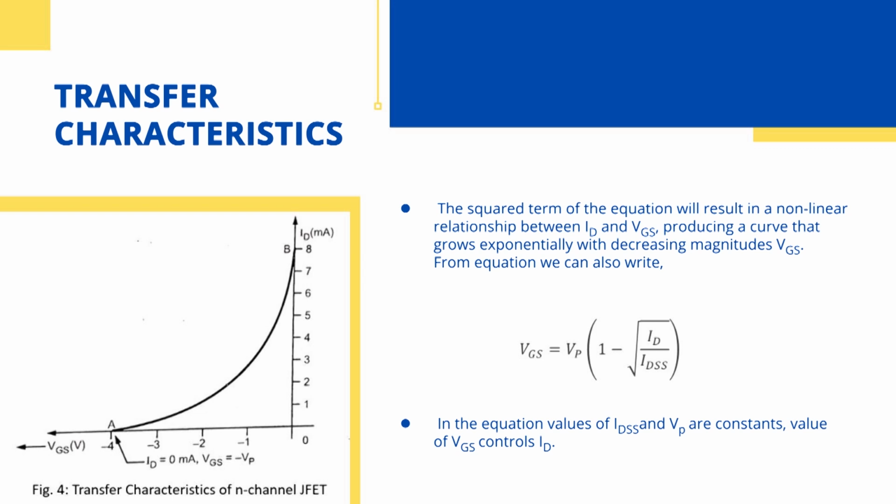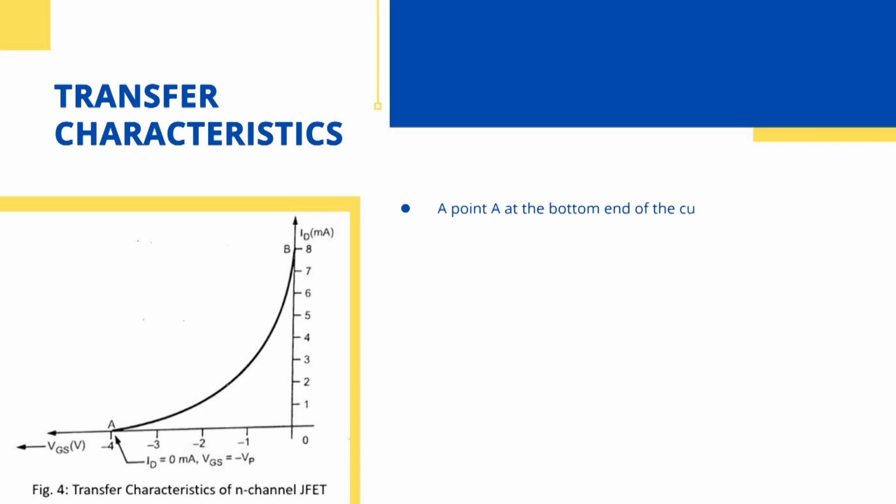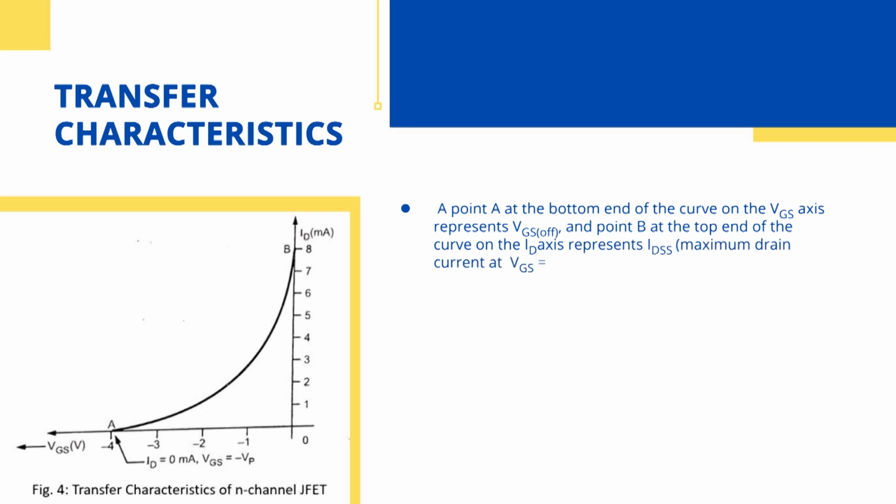From the equation, we can also write VGS = VP (1 - √(ID/IDSS)). In this equation, the values of IDSS and VP are constant and the value of VGS controls the drain current. Point A at the bottom end of the curve on the VGS axis represents VGS(off), and point B at the top end of the curve on the ID axis represents IDSS.